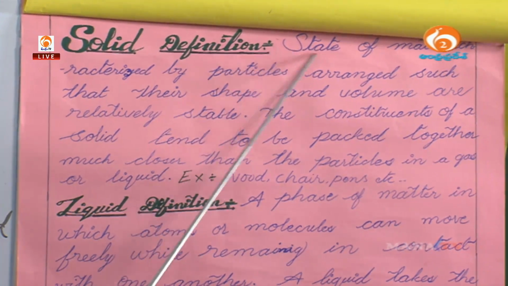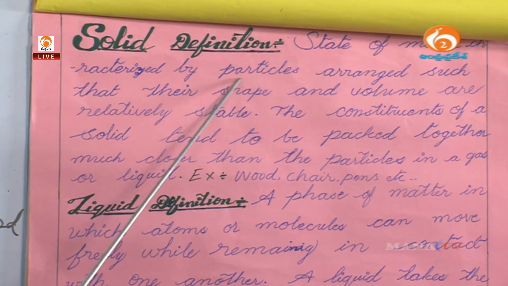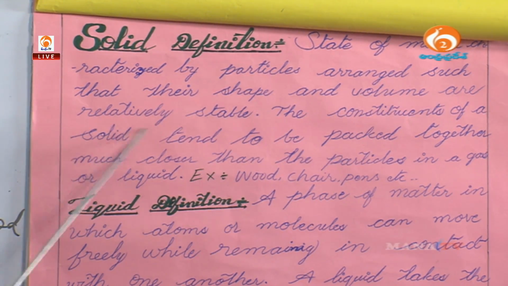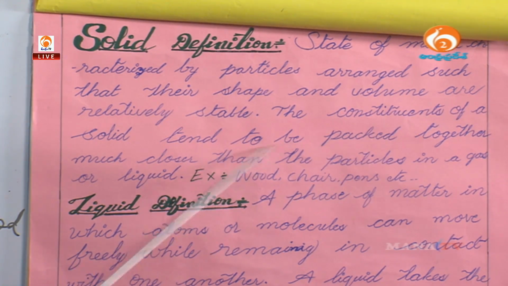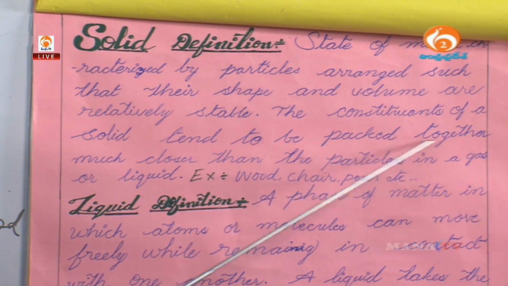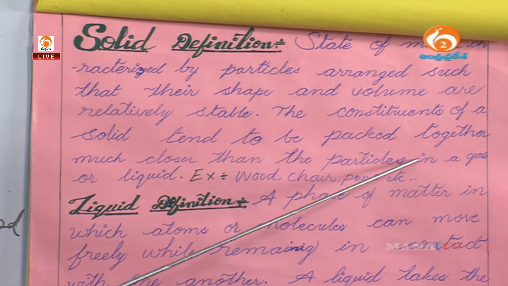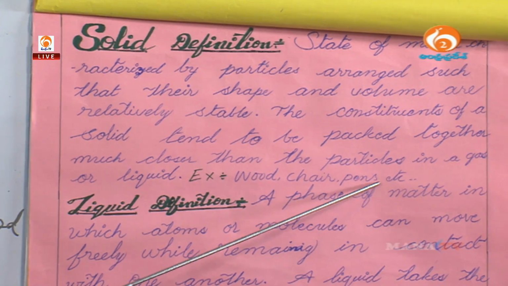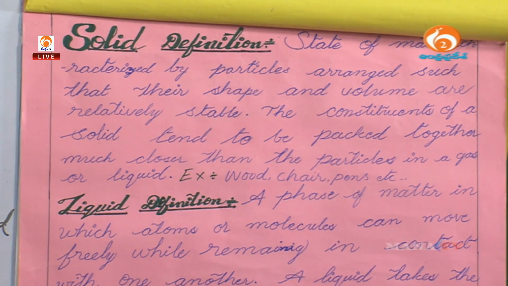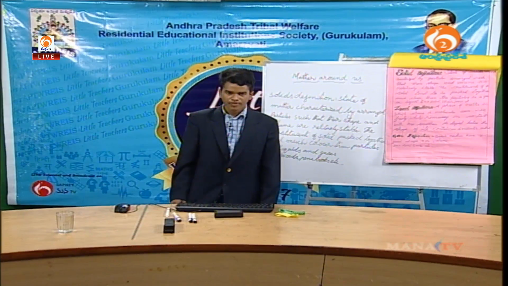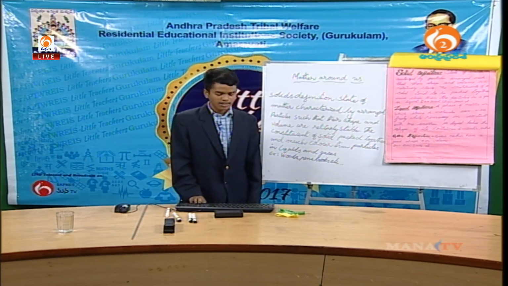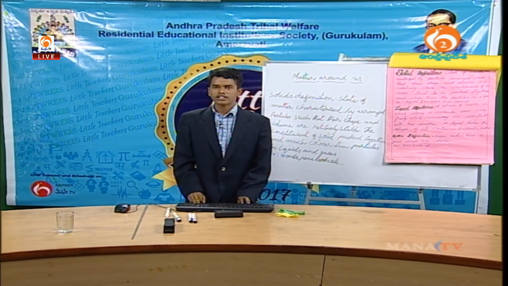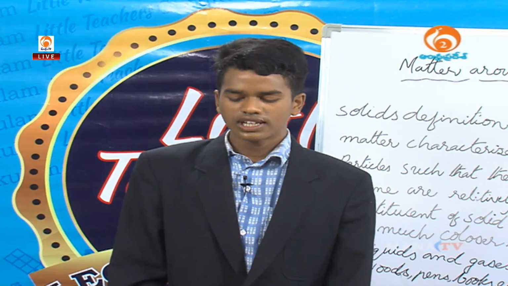Solid definition: a state of matter characterized by particles arranged such that their shapes and volumes are relatively stable. The constituents of a solid tend to be packed together much closer than particles in gases and liquids. For example, wood, chair, pen, etc. These are all examples of solids. Okay friends, do you understand? Now let's discuss the definition of liquids.